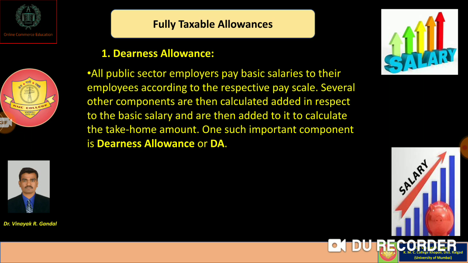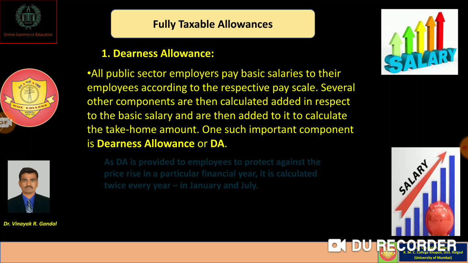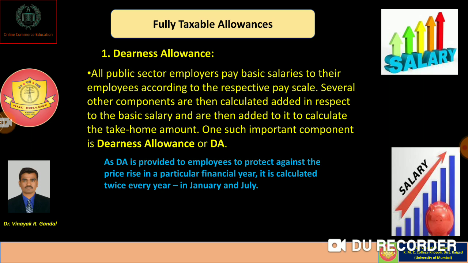Normally, all public sector employers pay basic salaries to their employees according to the respective pay scale. Several other components are then calculated and added to the salary. One such important component is the dearness allowance, popularly known as DA. An employee gets DA either as a percentage or a fixed amount. DA is provided to protect against price rise in a particular financial year, and it is generally calculated twice every year, in January and July. According to the Income Tax Act 1961, whatever amount of DA an employee gets from the employer is always fully taxable as salary income.